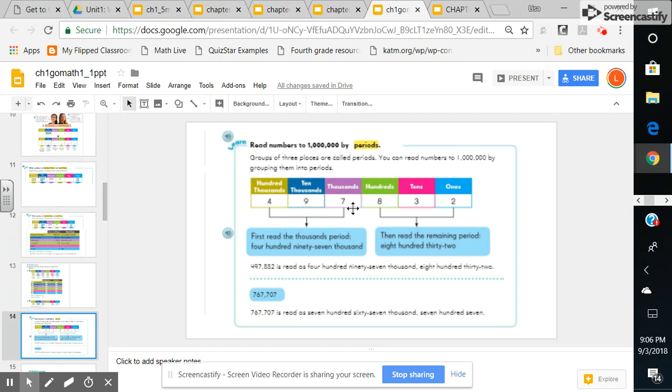497, we put a comma there, and that's 3 places. First you read the thousands period, 497,000. Then you read the remaining period, 832. So there's your standard form over here, and it's read as 497,832. Please be sure to write this example, especially the vocabulary word for periods. Let's move on.